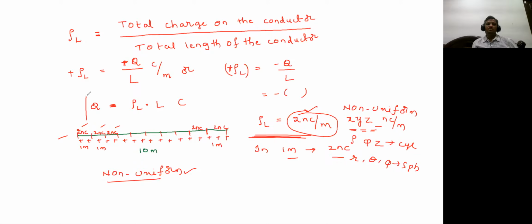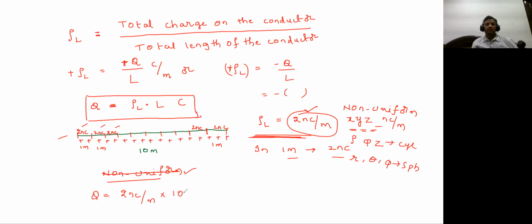So for uniform charge distribution, Q will be simply equal to rho L into L. That means the total charge present on this will be rho L, 2 nano coulomb per meter, into the total length, 10 meters. So this will become 20 nanocoulombs. It's very easy to get the charge when the distribution is uniform. But when the charge distribution is non-uniform, it is a bit difficult to find out the total charge present on it.